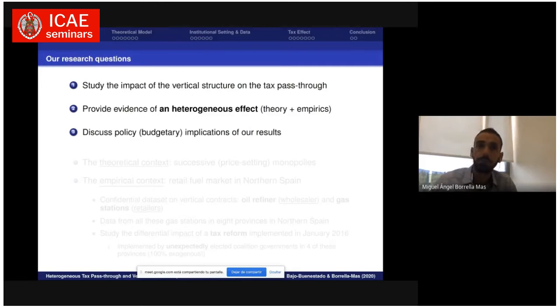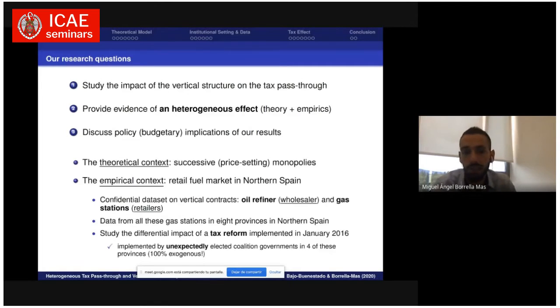So quickly, in the theoretical context, we use a successive price-setting monopolies framework, and I will discuss a bit how this develops. And in the empirical context, we use the retail fuel market in northern Spain. In particular, we use a confidential data set on vertical arrangements between a major oil refiner, the wholesaler, and all the gas stations, the retailers that operate under such a refiner's brand in 8 provinces in Spain, together with data on fuel prices and gas station characteristics.